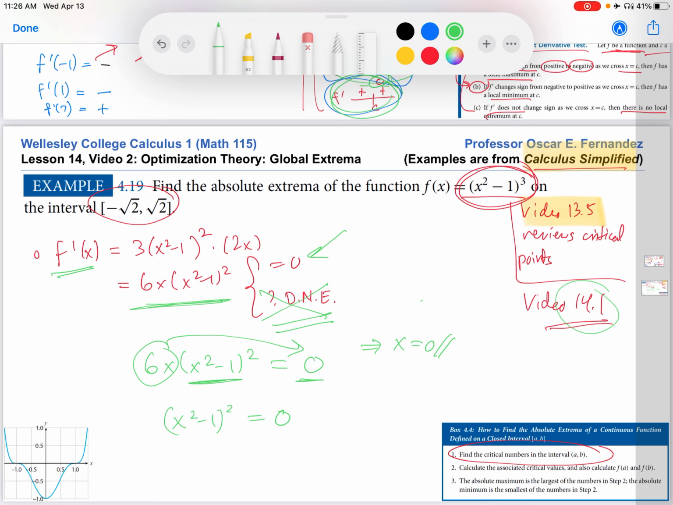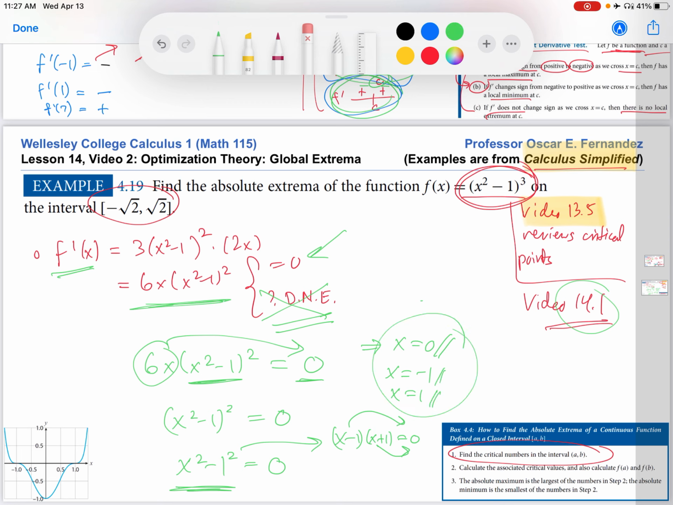All right, so if I just take the square root of both sides, I get rid of the square and I would get x squared minus 1 equals 0. I can factor the left-hand side into x minus 1, x plus 1, because this is a difference of squares, x squared minus 1 squared. And then I set these equal to 0, and that gives me x equals -1 and x equals 1. So I have 3 critical numbers.